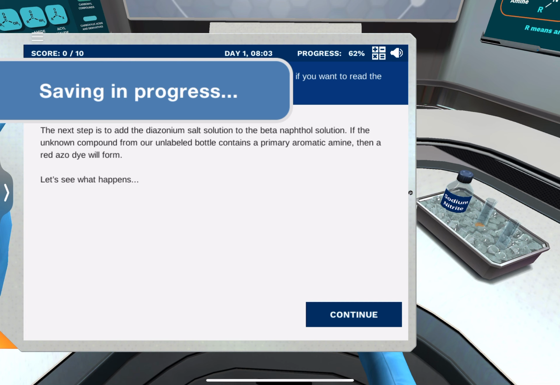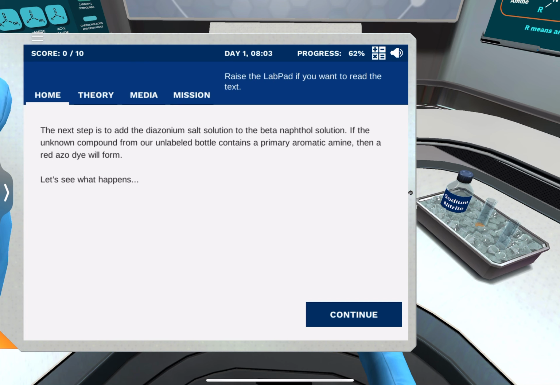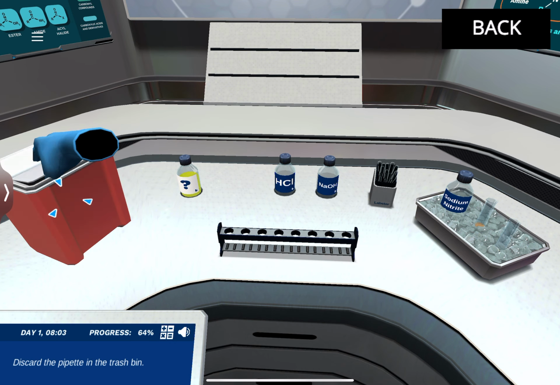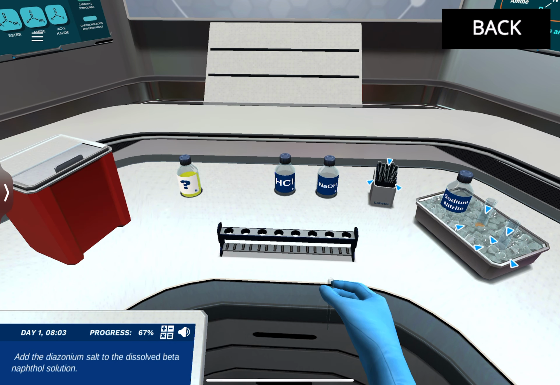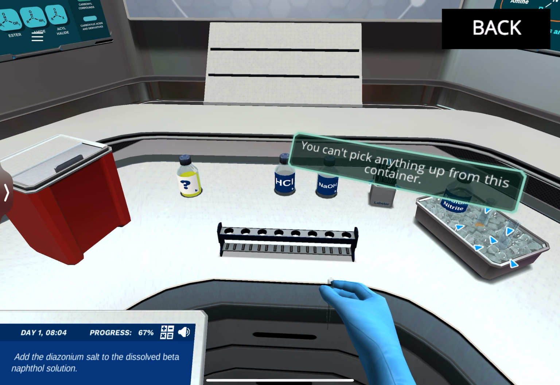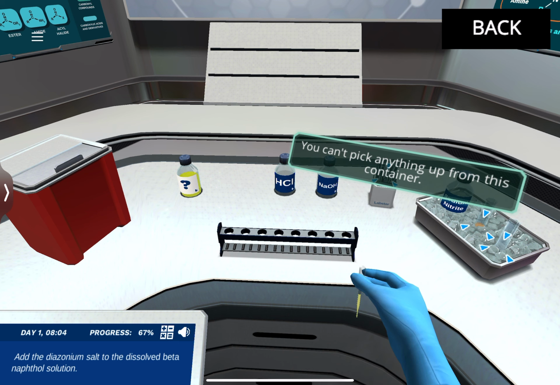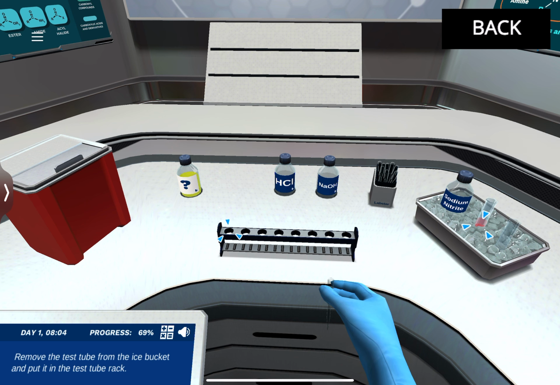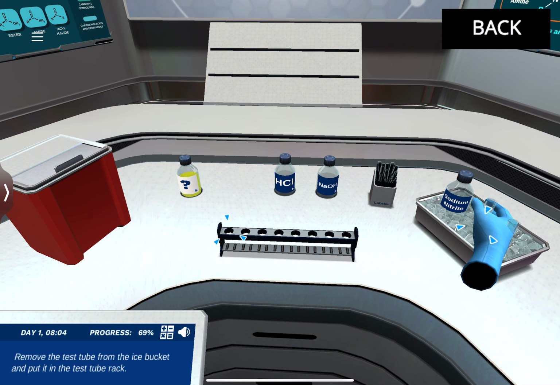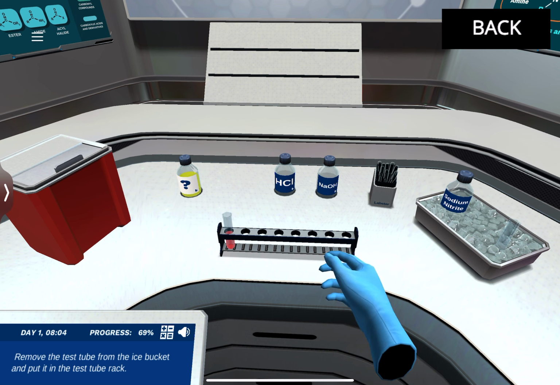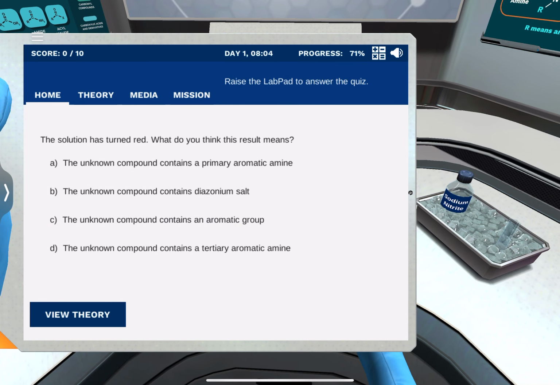The next step is to add the diazonium salt solution to the beta-naphthol solution. If the unknown compound from our unlabeled bottle contains a primary aromatic amine, then a red azo dye will form. Let's see what happens. Add the diazonium salt to the dissolved beta-naphthol solution. Remove the test tube from the ice bucket and put it in the test tube rack. The solution has turned red. What do you think this result means?